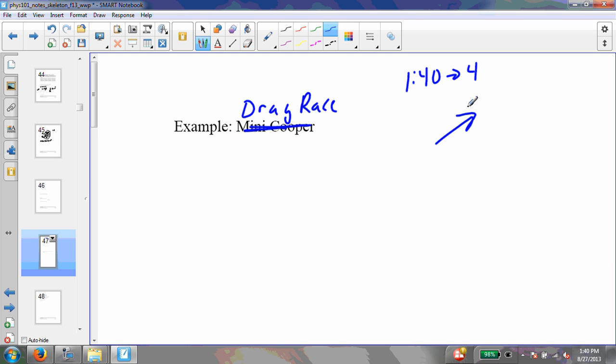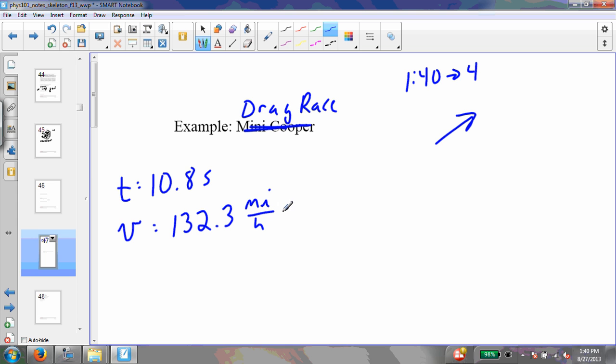All right, so we see in this clip that we'll just look at the winning car, the Lamborghini. The Lamborghini finished this in a time of 10.8 seconds, and in that time it got to a final velocity of 132.3 miles per hour. Now we'll want to convert that into meters per second, so 1 hour over 3,600 seconds, and 1 mile is 1609 meters. And that is going to be 59.14 meters per second.